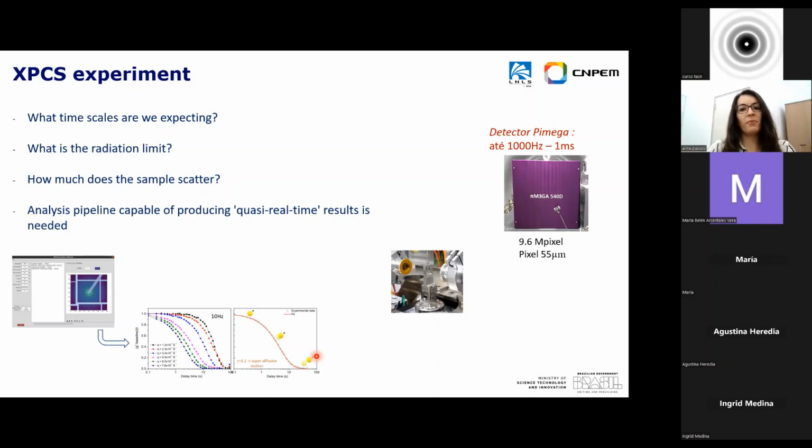Also an important point, same as for SAXS: how much does the sample scatter? This is sometimes a problem, because if the sample does not scatter well, we do not have signal, and with fast dynamics the exposure times are really short, like 1 millisecond. So it's a very important point as well. You can have an idea of this before coming to the beamline, if you already did an experiment using X-rays.